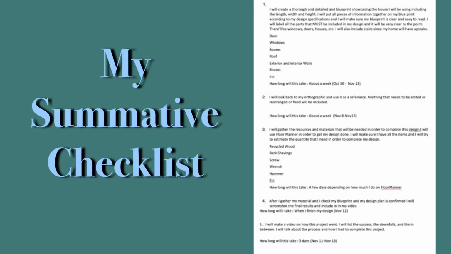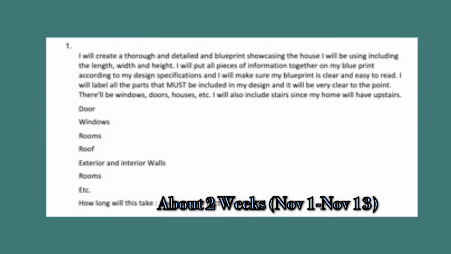As you can see, it is a detailed procedure, basically explaining what I'm going to be doing for my summative project. Here is the first step on my design checklist. Number 1 says, I will create a thorough and detailed blueprint showcasing the house I will be using, including the length, width, and height. I will put all pieces of information together on my blueprint according to my design specifications, and I will make sure my blueprint is clear and easy to read. I will label all the parts that must be included in my design, and it will be very clear to the point. There will be windows, doors, houses, and more.